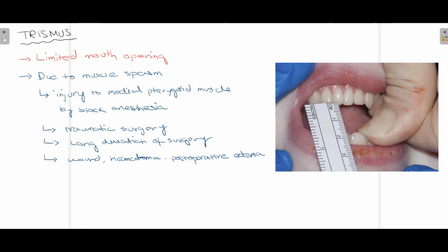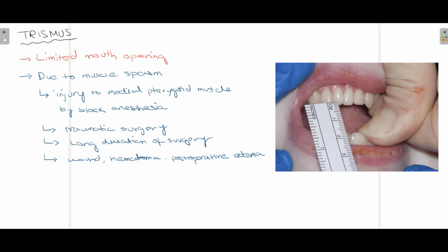Now, trismus can be due to muscle spasm. For example, while we are giving inferior alveolar nerve block anesthesia, sometimes we might injure the medial pterygoid muscle. Due to the medial pterygoid muscle being injured, there can be some muscle spasm. That muscle spasm is temporary, and most of the time it resolves on its own, and in some days the patient's mouth opening gets better and returns to its original state.